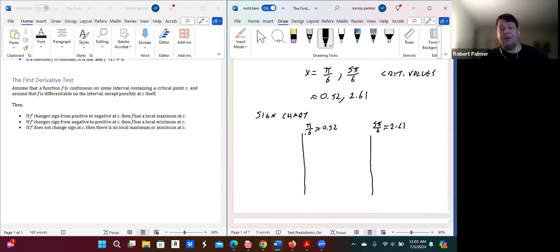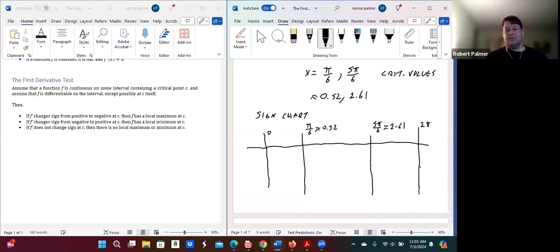Okay. Now, remember, it's going from 0 to 2 pi. So maybe a good idea to make another division right here. Here's 0, and here is 2 pi. Okay. All right. Now, let's take a look at our derivative.